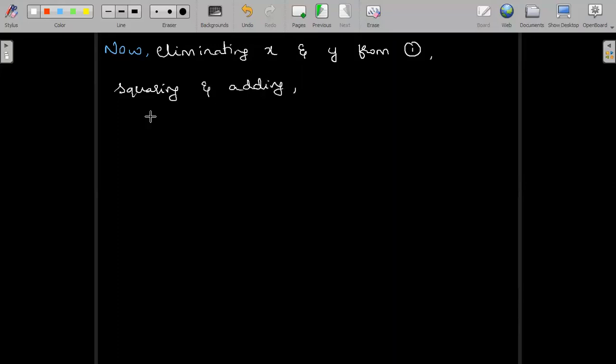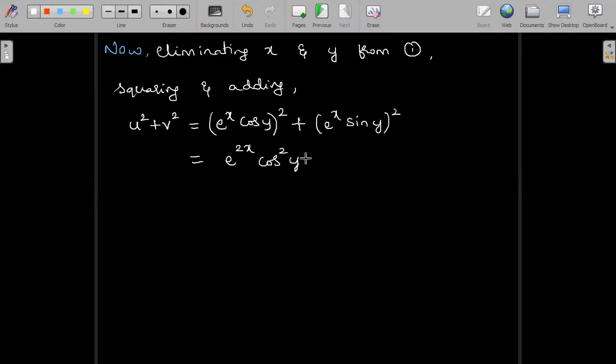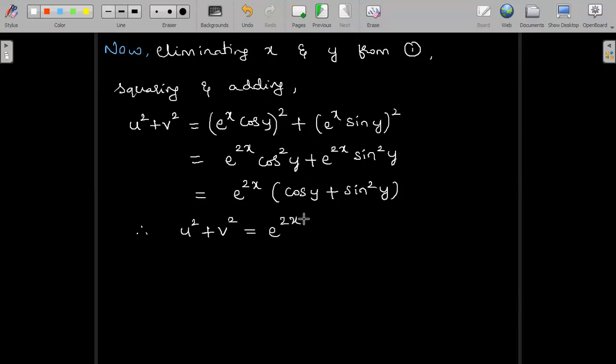Squaring and adding, we get u square plus v square is equal to (e power x cos y) the whole square plus (e power x sin y) the whole square, which is e power 2x into cos square y plus e power 2x into sin square y. Now e power 2x is common. We have cos square y plus sin square y, which is equal to 1. So we have u square plus v square is equal to e power 2x.